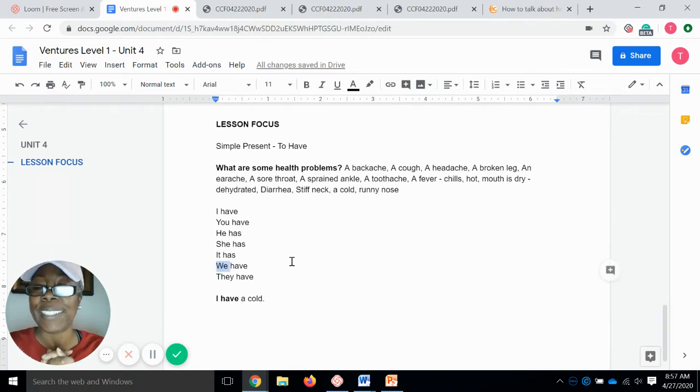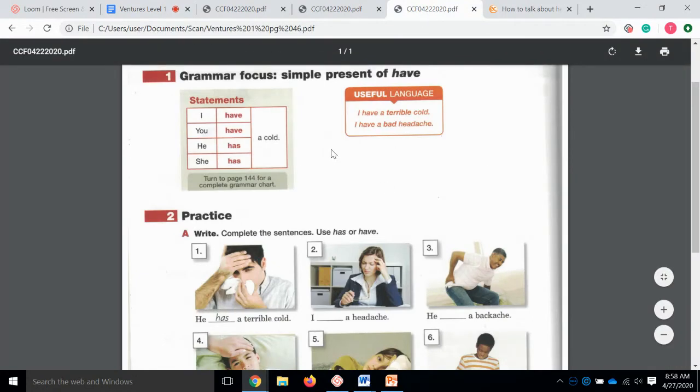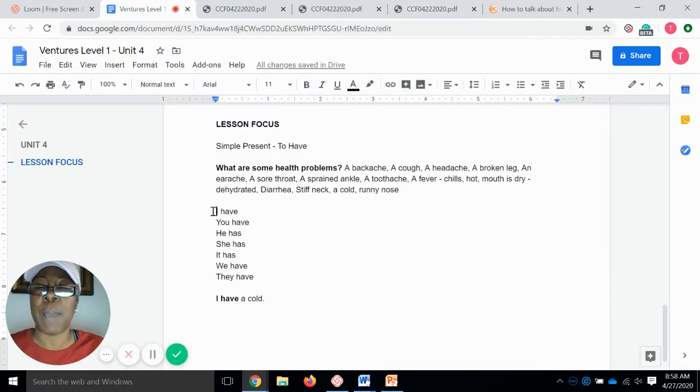And then we have, let's say your whole family is sick. We have a cold. We have a stomach ache. Or you're talking about more than one child. They have a headache. They have a toothache, right? If you see here in your book, you can go to page 144 for the complete grammar chart. That's for the simple present of have, but the complete grammar chart is basically the same thing right here. I have, you have, he has, she has, it has, we have, they have.